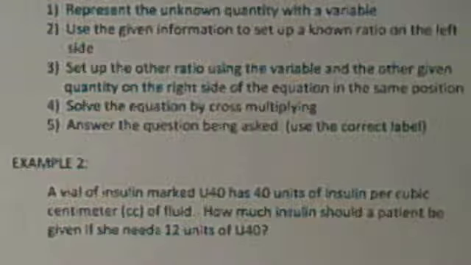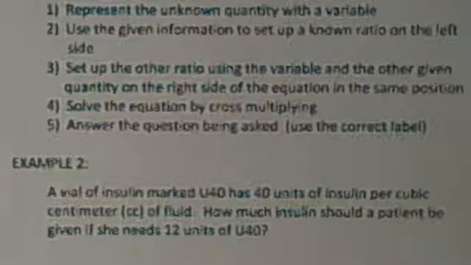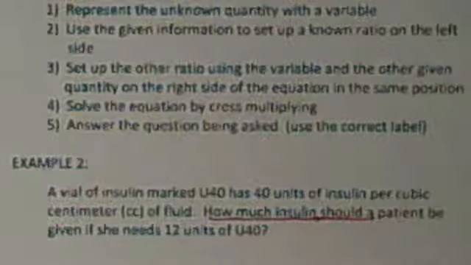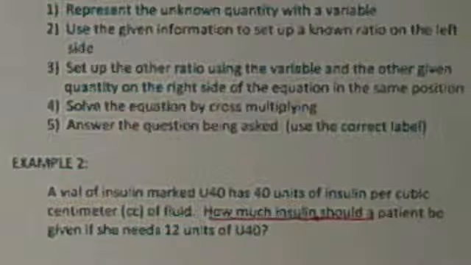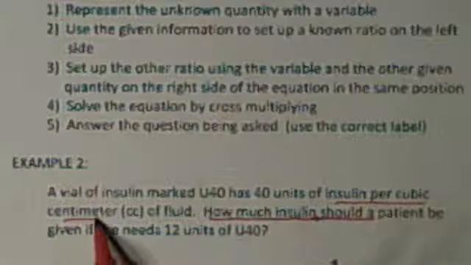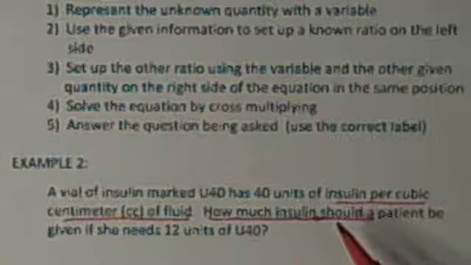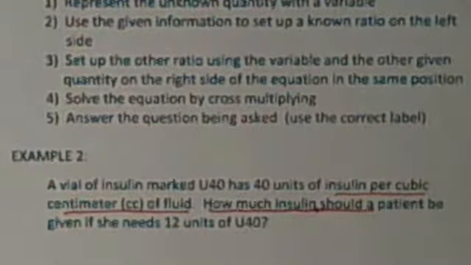Again, what is the question being asked here? That's always the first thing we want to look at because that will help us to represent our variable. The question here is, how much insulin should be given? Insulin is given in terms of cubic centimeters of fluid, so we need to look back at that first statement to figure out what my label might be. As in the last example, I want to be sure to identify that when I identify my variable.